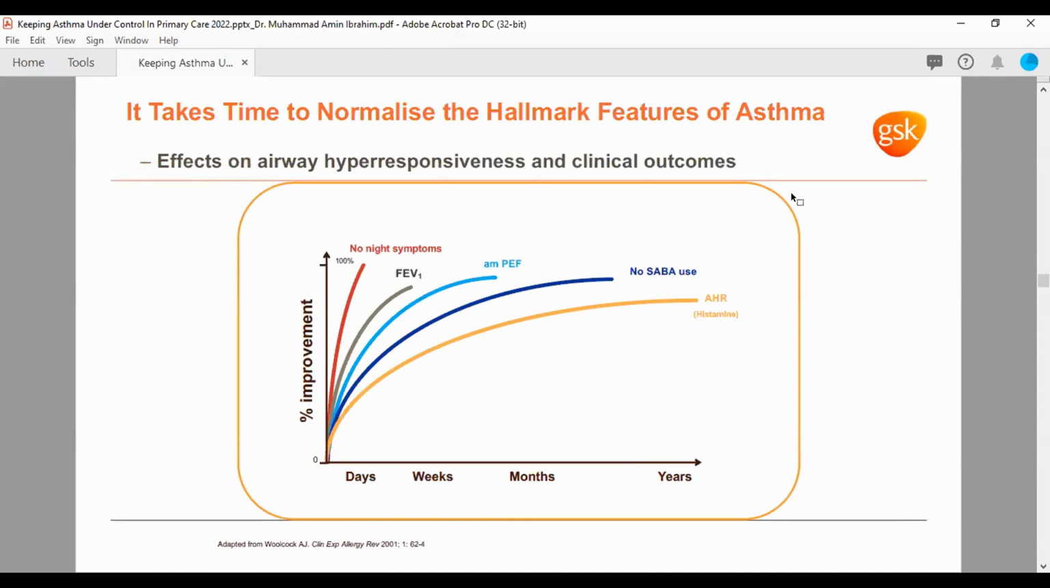If we focus on inhaled corticosteroid just for symptoms and FEV1, I think we are not doing any justice for our patient. If we give inhaled corticosteroid to our patient, the first thing that the patient notices is no nighttime symptoms, followed by improvement of FEV1 and morning peak flow. Later on, the patient does not require short-acting beta agonist, and the airway becomes less responsive. So the airway is almost normal later on.